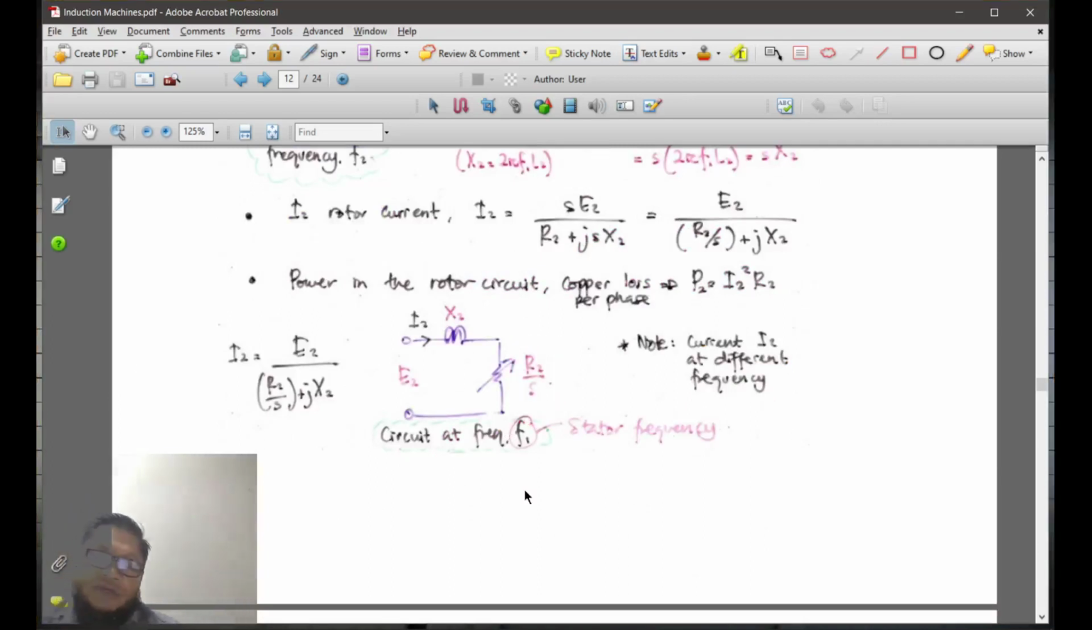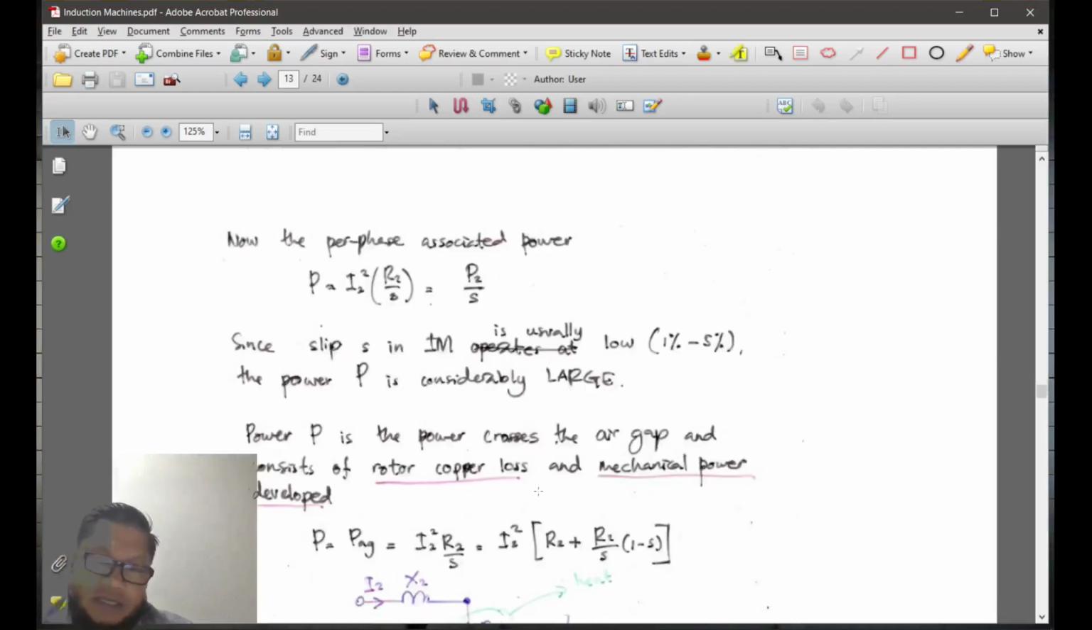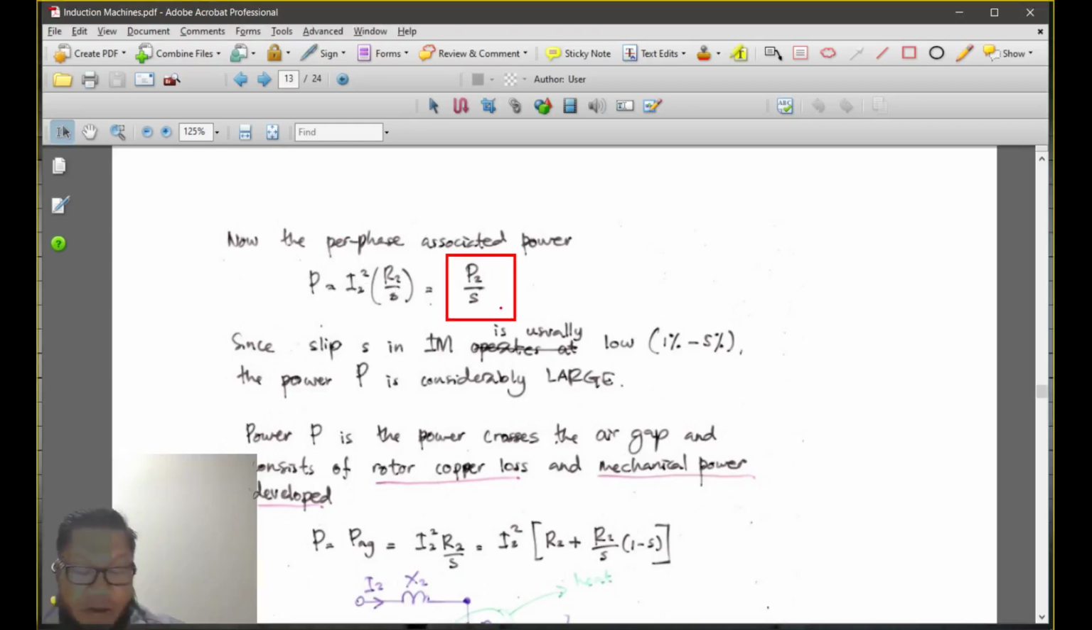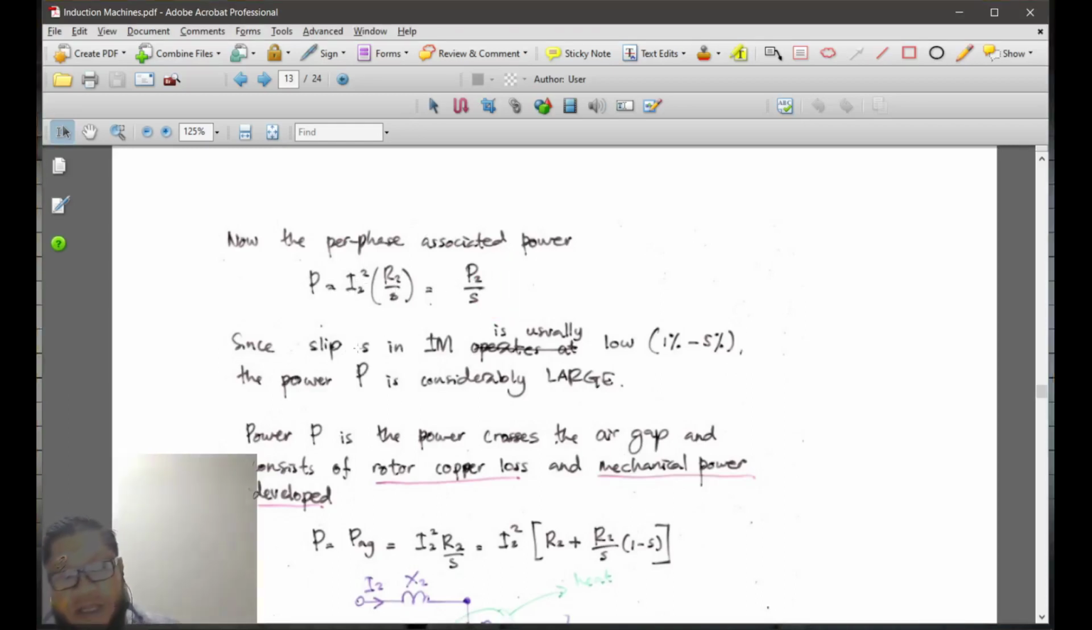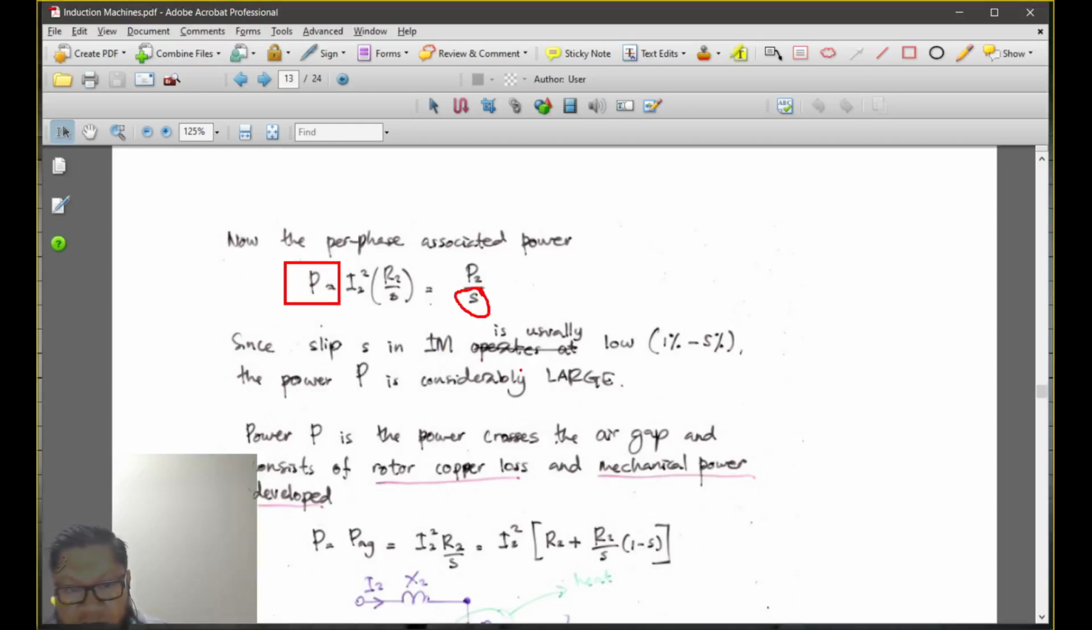Okay, so from there, note the per phase air gap power. P equals to I2 squared R2 over S. So this is the power at the rotor side. Since slip S is usually low, the power P is considered large. Isn't it? Because S is very low, therefore P is considerably very large.